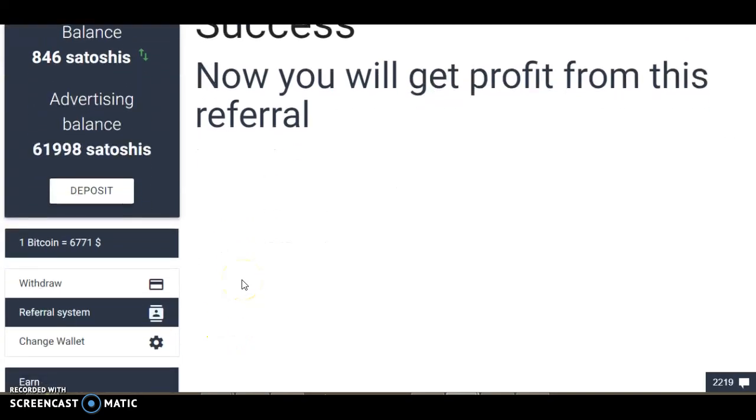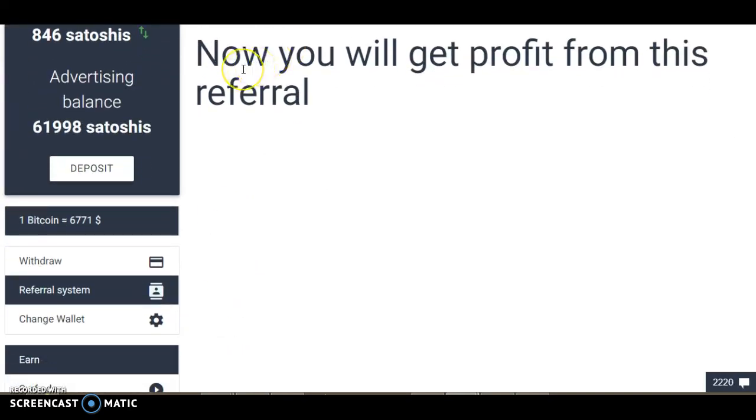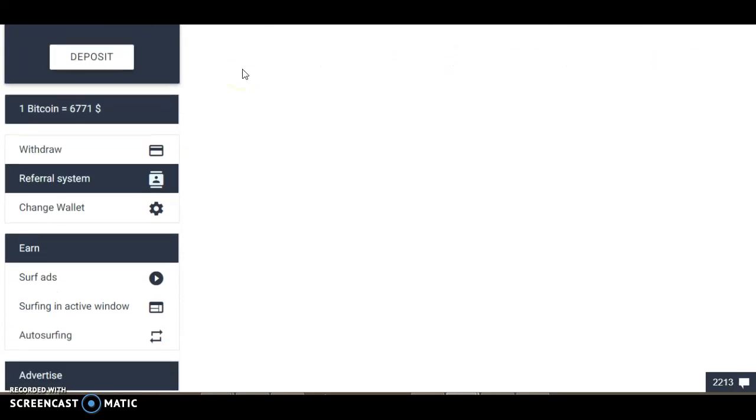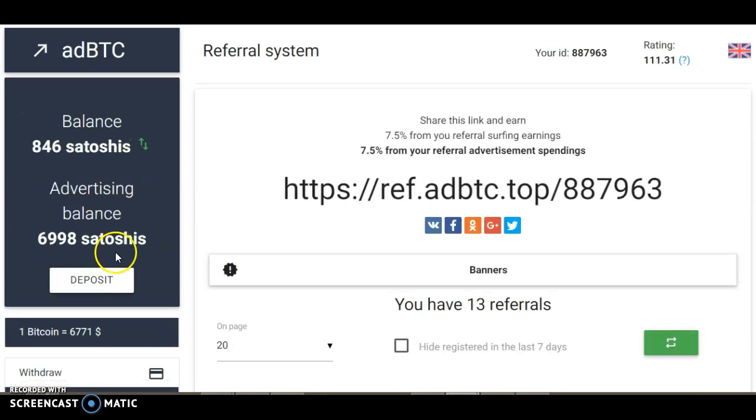Alright, so go ahead and refresh this. Actually, let me just go back to the referral system. And then I can see what my total balance is. So I have right under 7,000, but now I have a total of 13 referrals. And prior to that, I had 9.